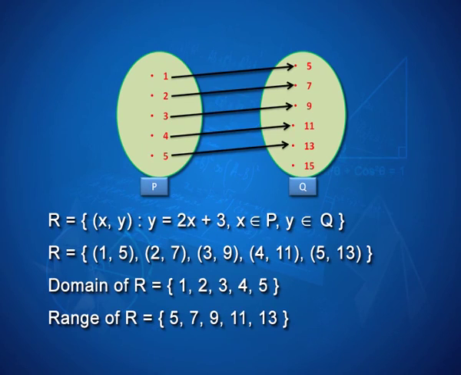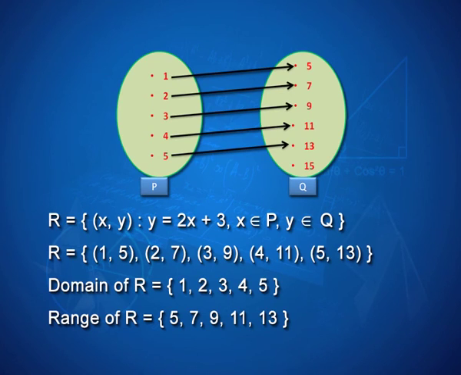Therefore, the domain of R is all elements present in the first position in the ordered pairs. That means 1, 2, 3, 4 and 5. How about the range? We said range is the collection of the images. Each element of the set P has an image in the set Q, and those images when put together as a set result in the range, in this case 5, 7, 9, 11 and 13.